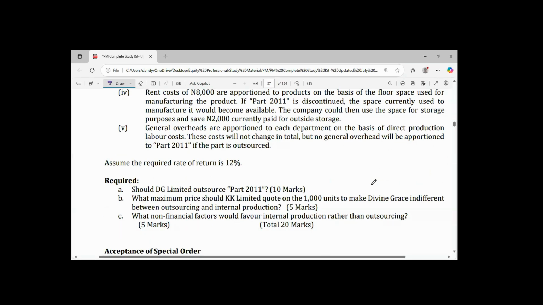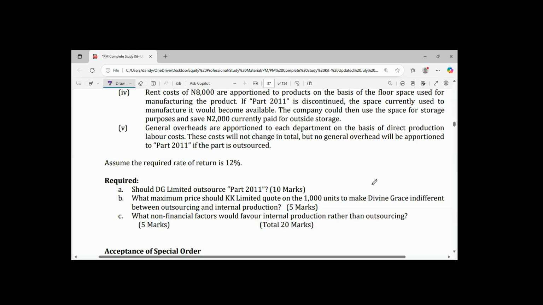Required. A. Should DG Limited outsource Part 2011? B. What maximum price should KK Limited quote on the 1,000 units to make Divine Grace indifferent between outsourcing and internal production? C. What non-financial factors will favor internal production rather than outsourcing? Thank you, Oliver.